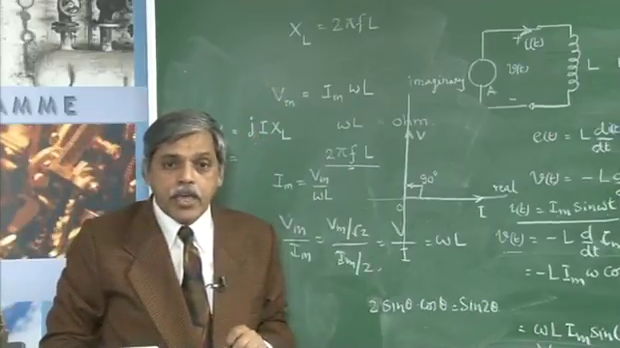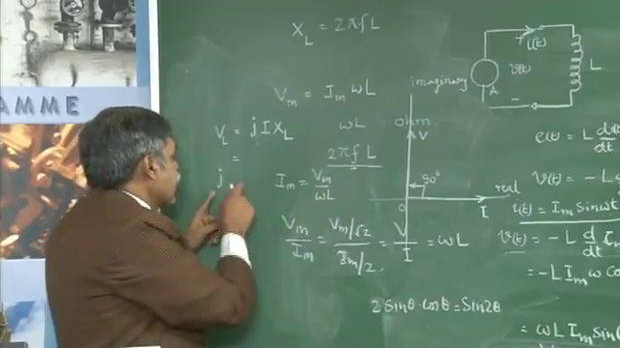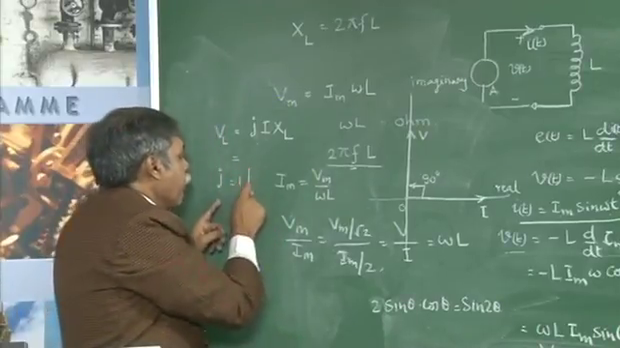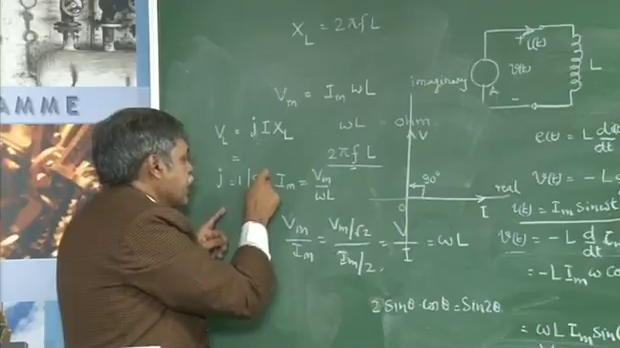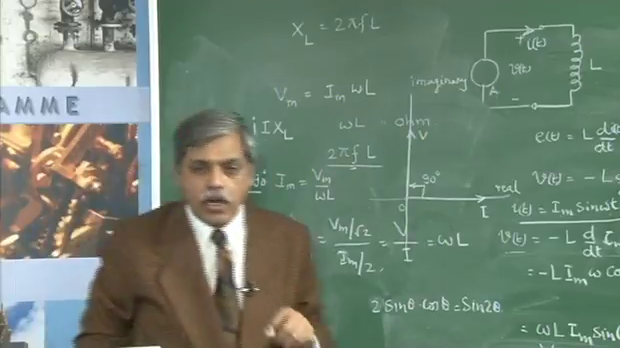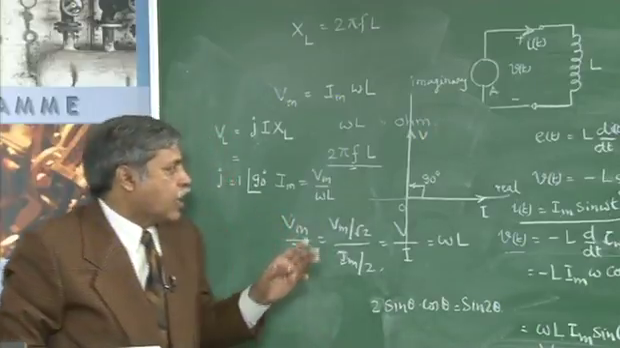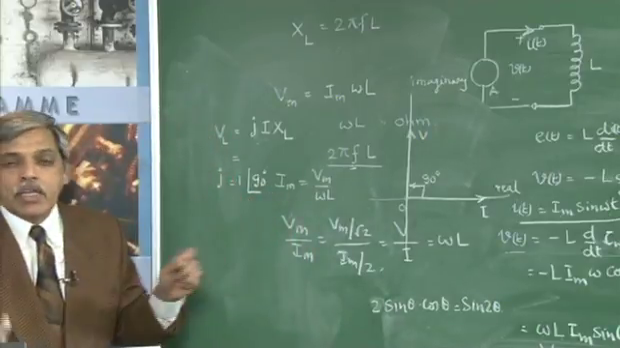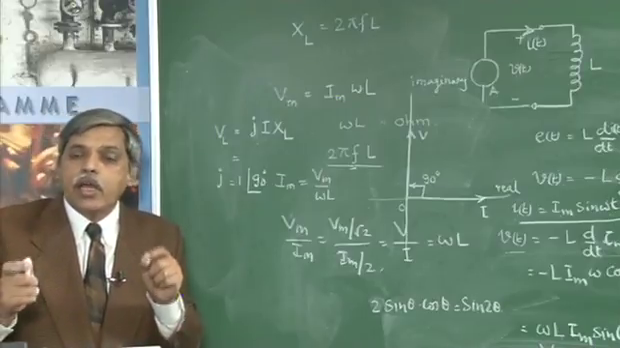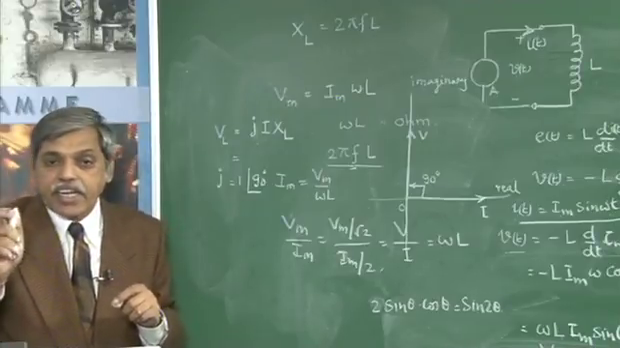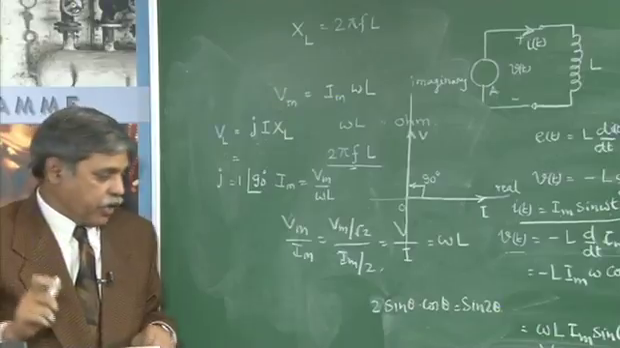Okay, J is called an operator. It has a value of 1 and an angle of 90 degrees. Any vector, if you operate that vector on this letter J, the position of the vector will be changing by 90 degrees in the counterclockwise direction.